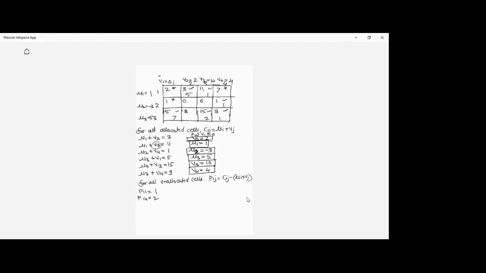Next unallocated cell is this. P21 is equal to minus 3 plus 0, that is minus 3, and 1 minus (minus 3) is equal to 4, right? P22, this cell: minus 3 plus 2 is minus 1, and 0 minus (minus 1) is 1. P23, this cell: minus 3 plus 10 is 7, and 6 minus 7 is minus 1.